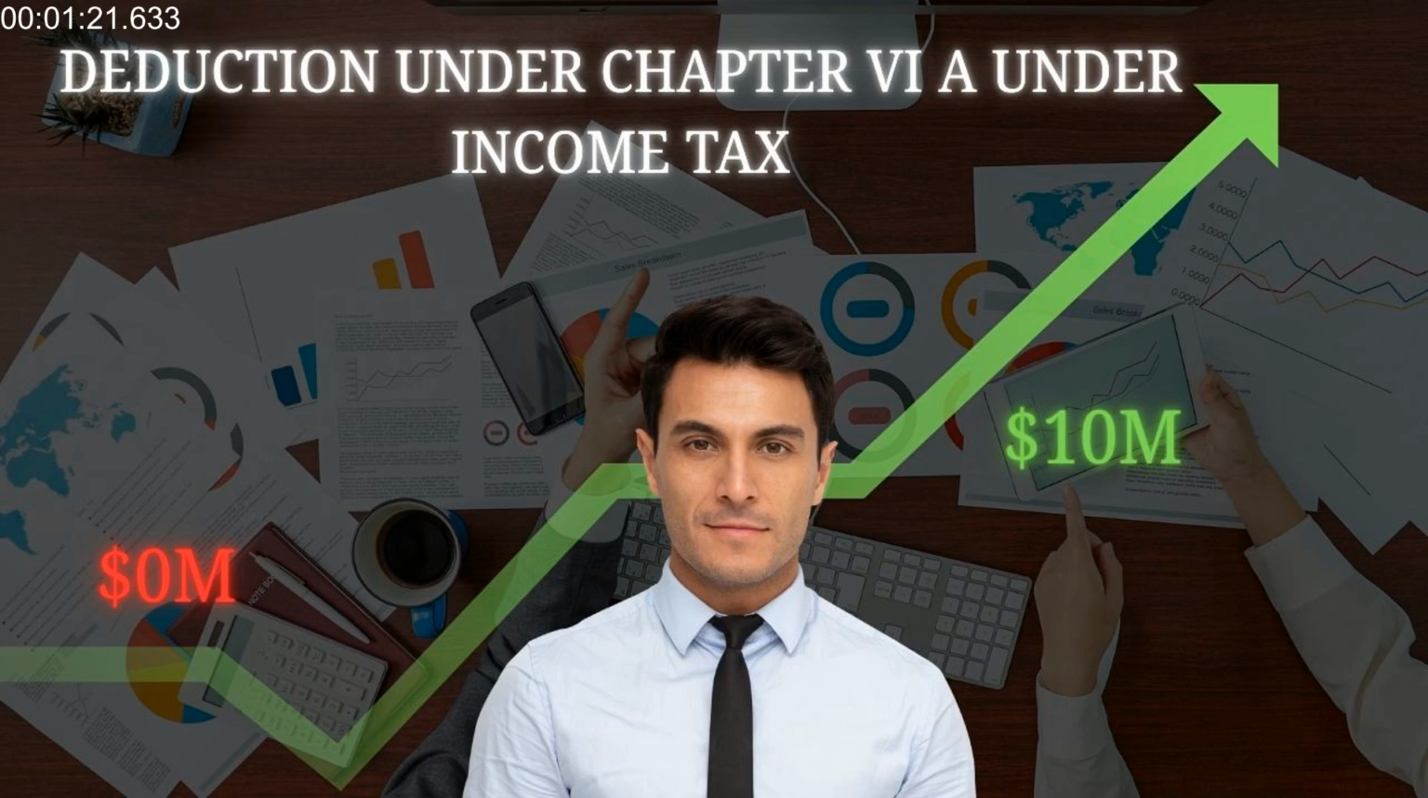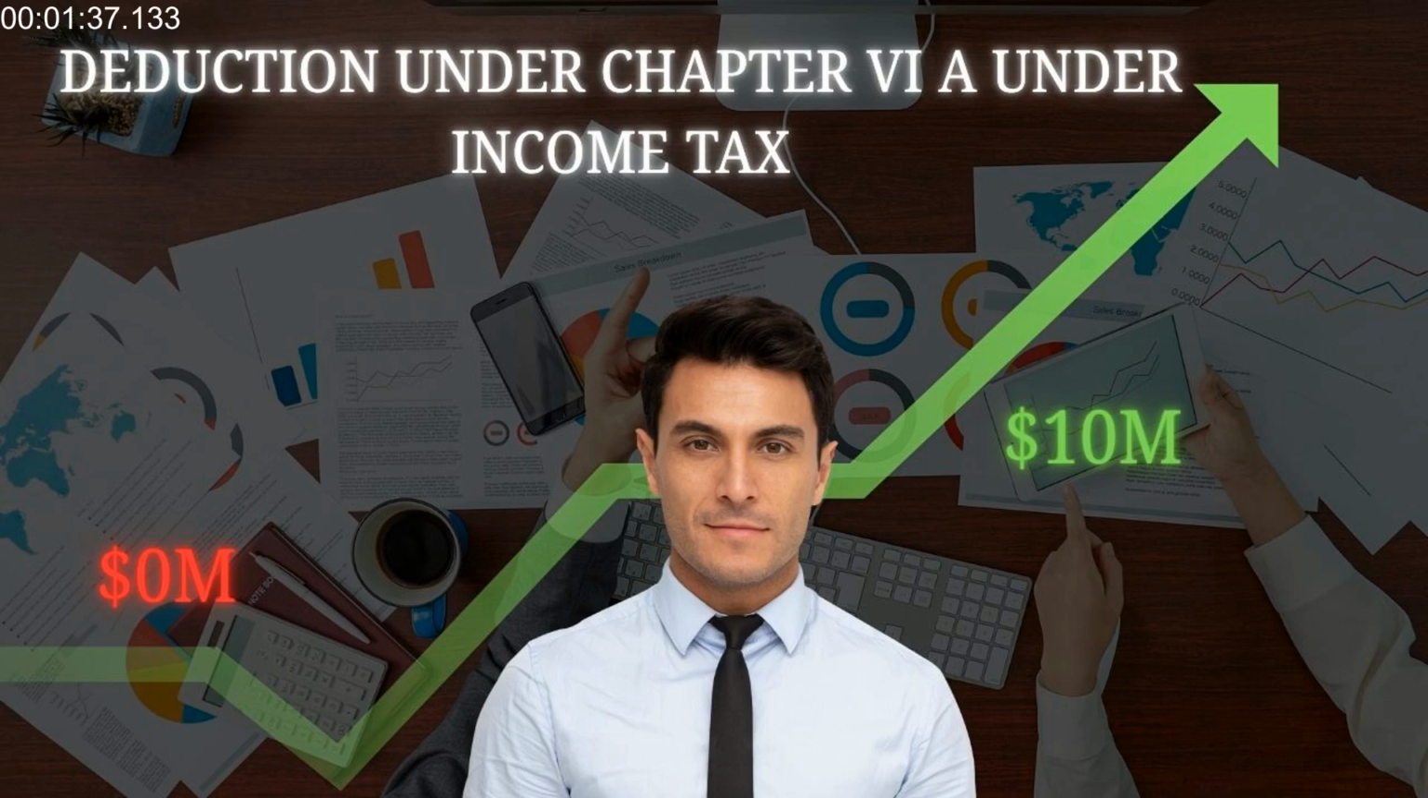Section 80CCD 2 allows for a deduction on the employer's contribution to the employee's NPS account. The deduction is limited to 10% of the employee's salary, basic plus DA allowance. For central government employees, this limit is 14%.